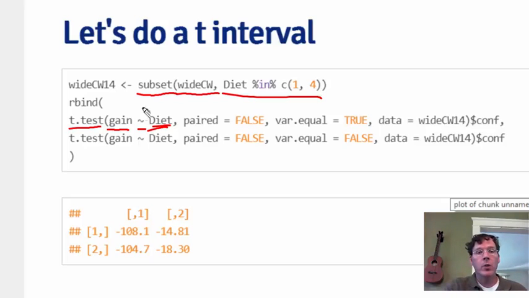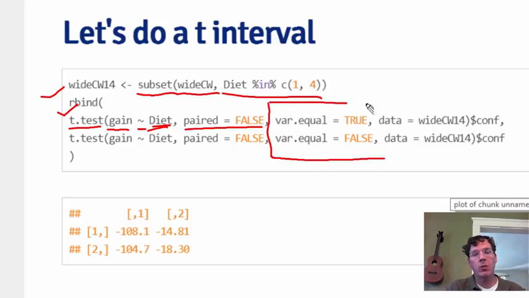Here I show the interval. Again, I'm collecting the results with an rbind statement. I want paired equals false, which in this case, paired equals true isn't even an option because the vectors are of different length. But what I do compare here is the assumption that the variances are equal versus the assumption that the variances are unequal. And you do get different intervals.